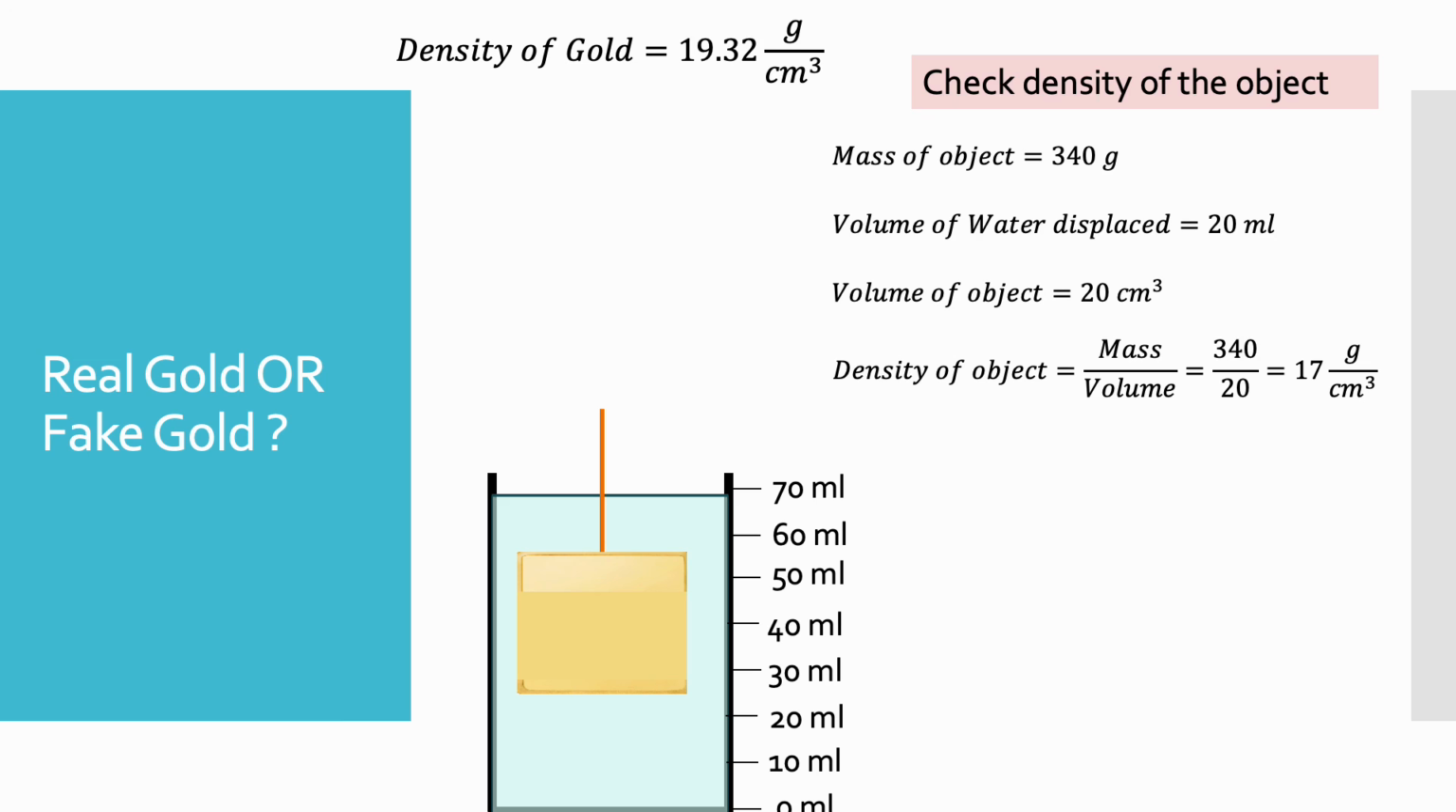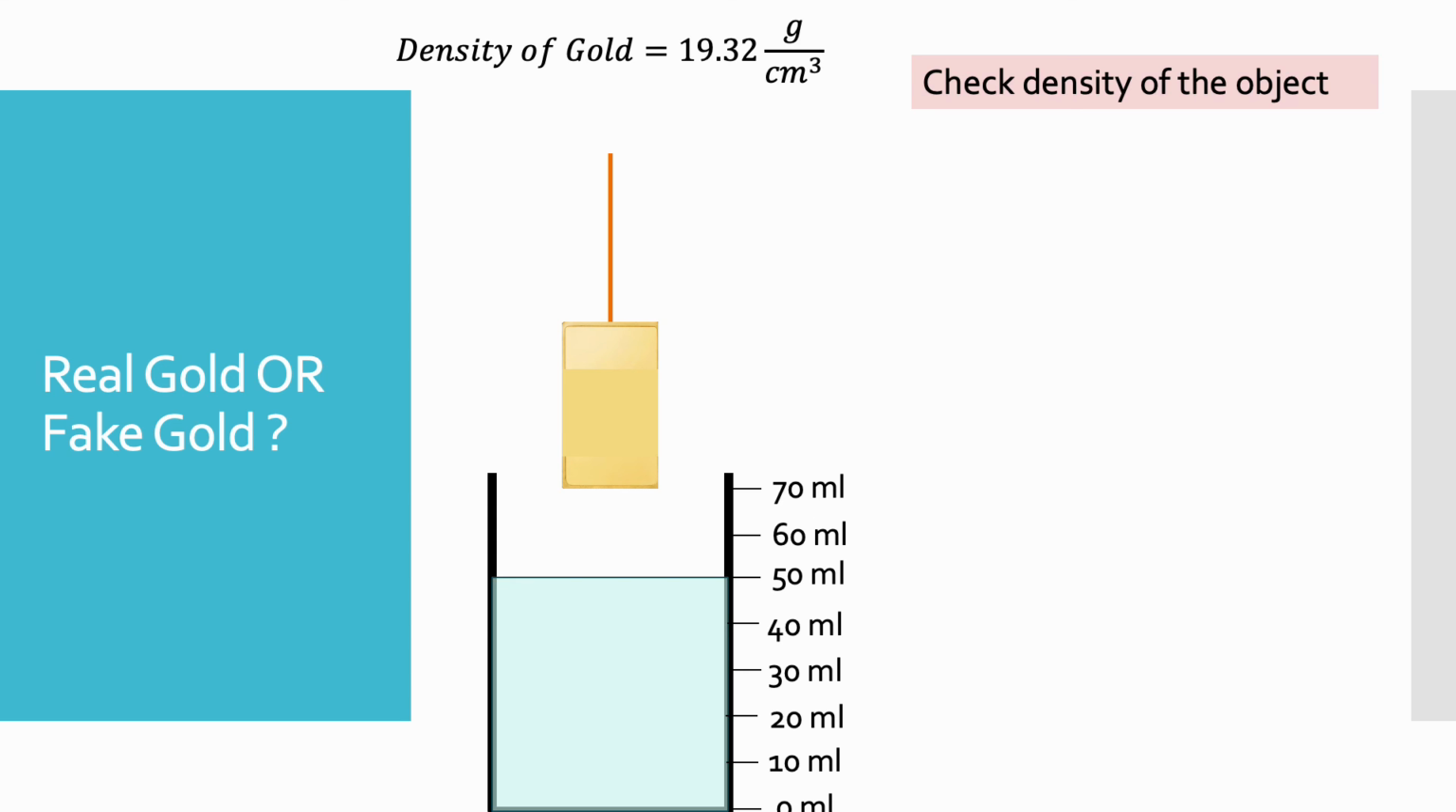Now remember, real gold has a density of 19.32 grams per centimeter cube. This object is quite a bit less dense than real gold. That means that this object cannot be made of pure gold. It's either fake or mixed with other lighter materials. Conclusion is, this is not real gold based on its density.